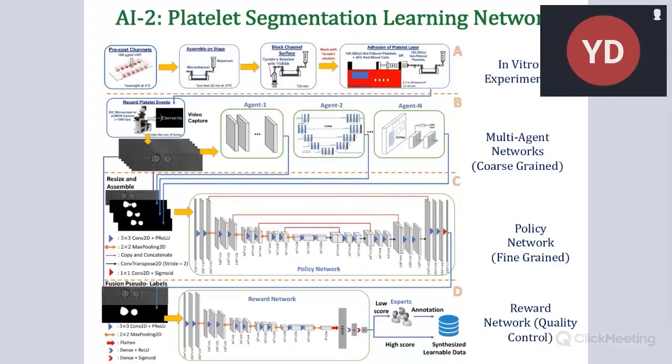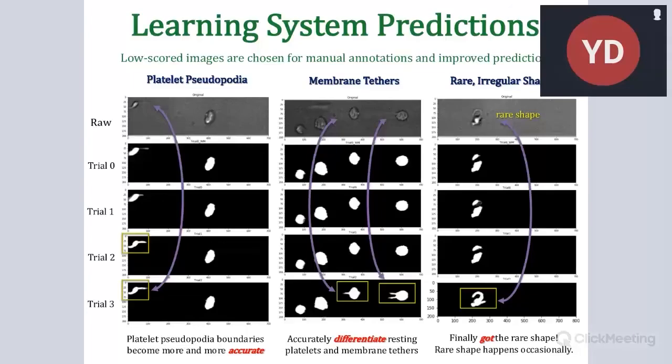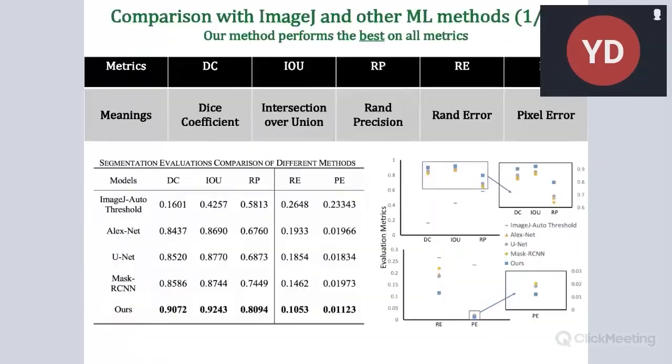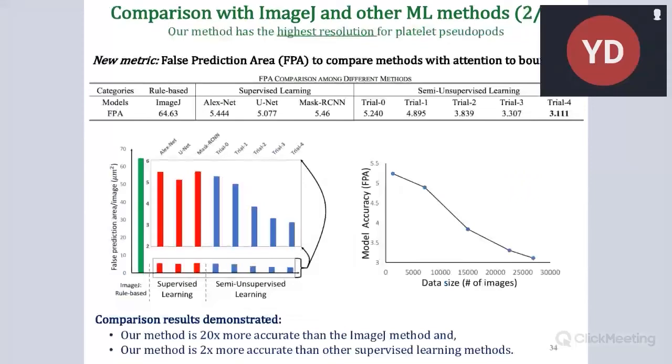I'm not even sure if the last word is correct, reward. It's a final control: when you get a result, you need to screen it one more time. And this is the result. This is actually an animation, comparing the existing methods relative to ours, and our method is much better than the existing methods in terms of getting the images of platelets.